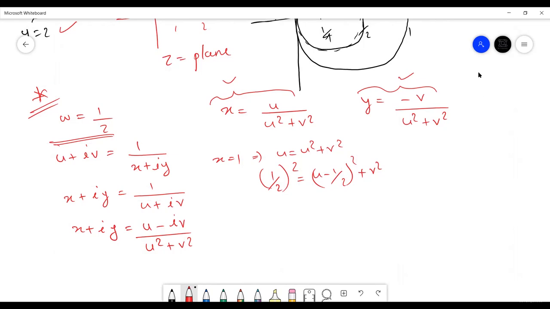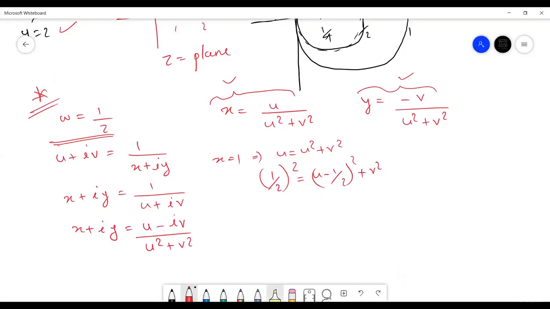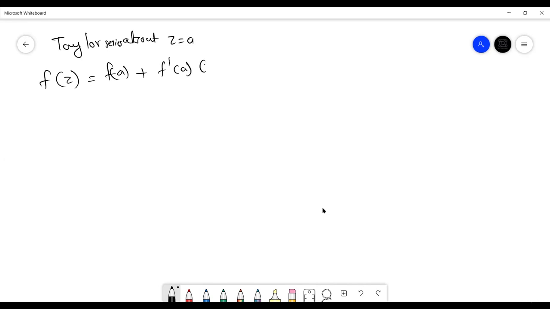So the next part is Taylor series, right? In the Taylor series, they are asking us to find the Taylor series of ln(1 plus z), right? You know the general method. We have been doing Taylor series for a long time. The general method about a: if you take Taylor series about a, we write f(z) is equal to f(a) plus f dash (a) into (z minus a) over 1 factorial, right?